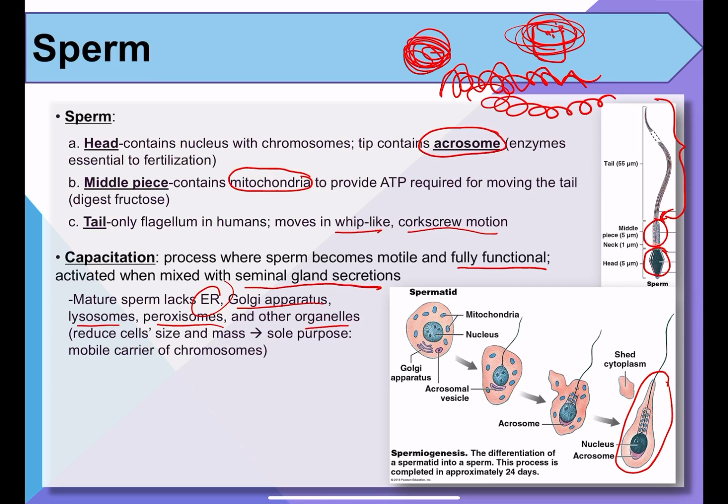So in order to make that swimming efficient for the sperm cells, all those other extra things will be removed via spermiogenesis, and capacitation is when the sperm will become fully motile and fully functional. Okay, so let's take a break here and we will come back to talk about the female reproductive system in part 2 of the lecture video.